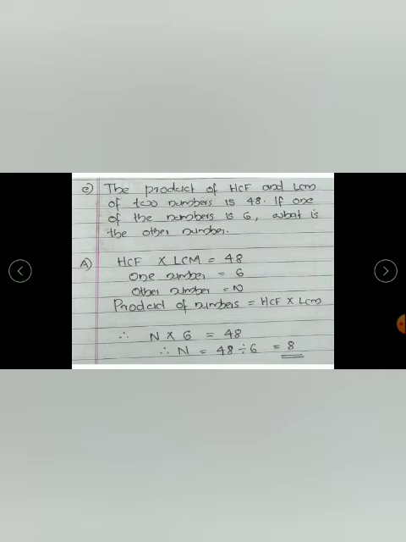So product of numbers we don't know, isn't it? Only one number we know. What is that one number? 6 only we know, other number we don't know. So that other number I am taking as n itself. So n into 6 is equal to 48. Now how will you find n? You know the table of 6. 6 into what is 48? Therefore we are finding 48 divided by 6, 8. Clear? One more question we can look at of the same type.